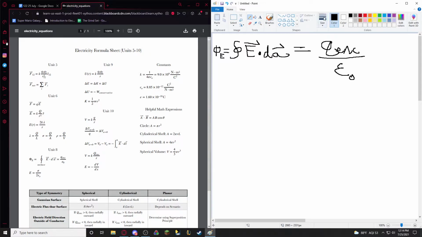Well, let's think of it this way. Let's say this is our Gaussian surface. It's this big old sphere that we've drawn. And let's say we have one charge here and one charge here. Could we calculate the total electric field lines coming out of those charges and passing through the Gaussian surface? I believe so. Yeah, we could.